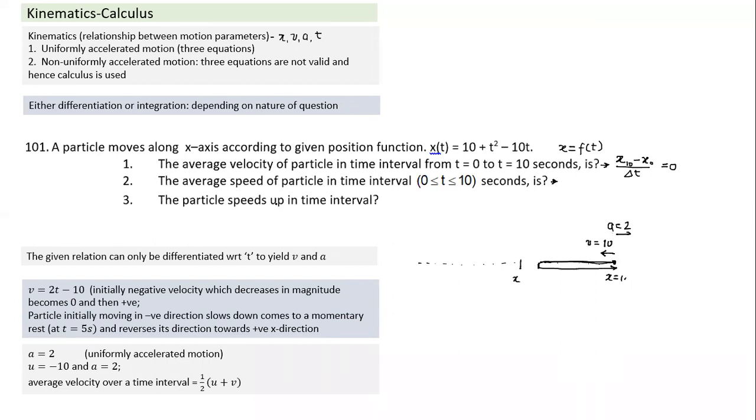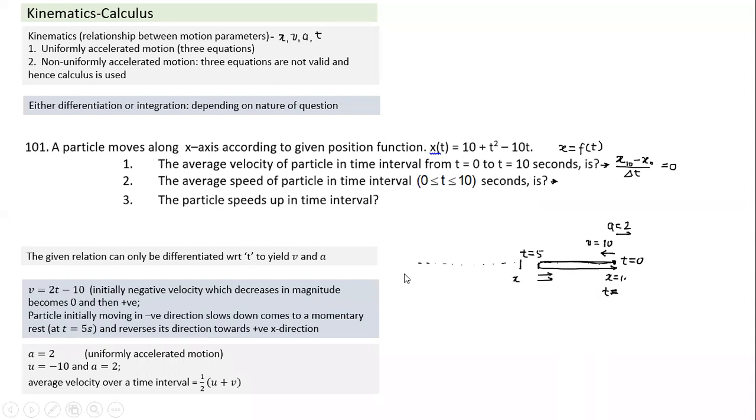So when is the particle speeding up? At t equal to 0, it is here. At t equal to 5 seconds, it is here. And at t equal to 10 seconds, it is here. So what is the time interval when the particle is speeding up? Yes, the particle speeds up when velocity and acceleration are in the same direction. After 5 seconds, velocity also becomes positive. Acceleration is always positive. So after 5 seconds, it will start speeding up.